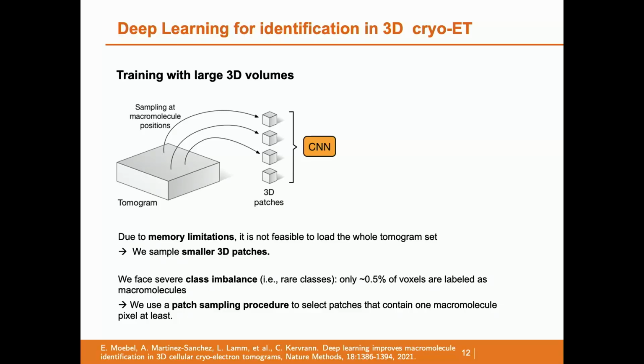Second, we have a problem of imbalance. Actually, only 0.5% of voxels are labeled as macromolecules. So, in general, the system will just tell you that there is nothing in the 3D tomogram. And so we designed a patch sampling procedure so that each patch contains at least one macromolecule voxel for training. Okay, and so we use these 3D patches for training.